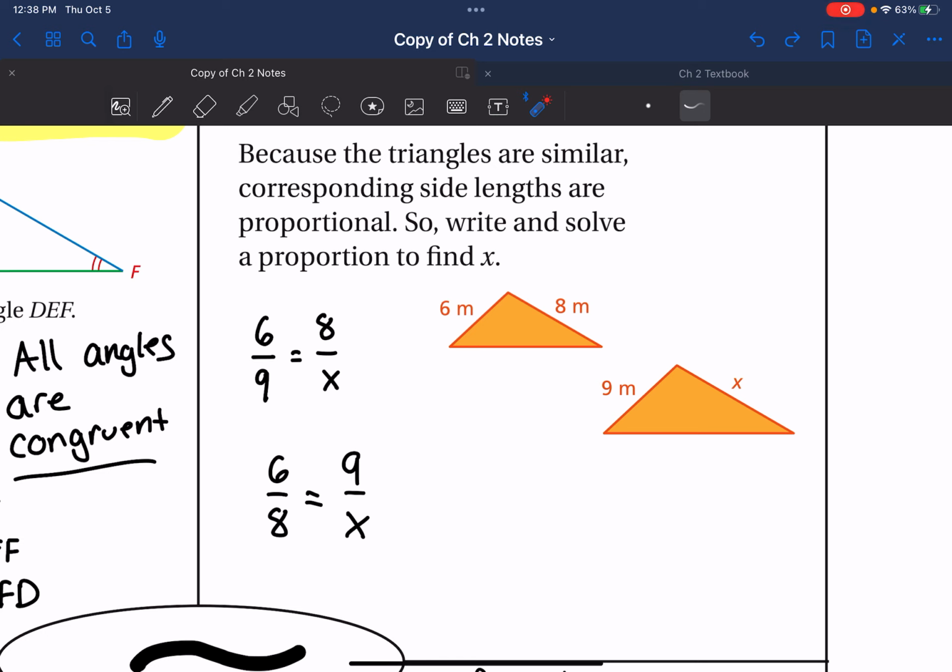And if you look, do you see how 6 is across from x here? And 6 is also across from x here? And 8 is across from 9? And 9 is across from 8? That means you're going to get the same answer no matter what. So for this case, I'm just going to choose this proportion to start with, okay?